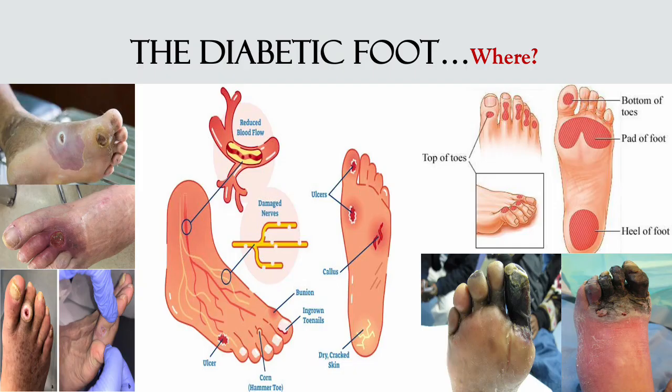The diabetic foot. Where are these diabetic ulcers found? These are usually found on the bottom of the toes, the pad of the foot, called the plantar area, the heel of the foot, and on top of the toes.